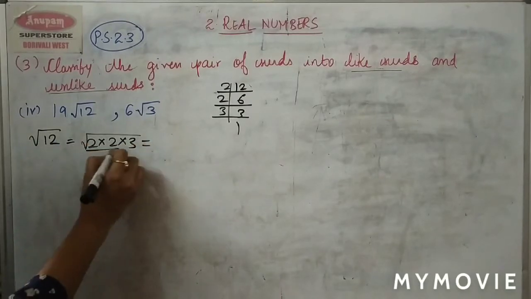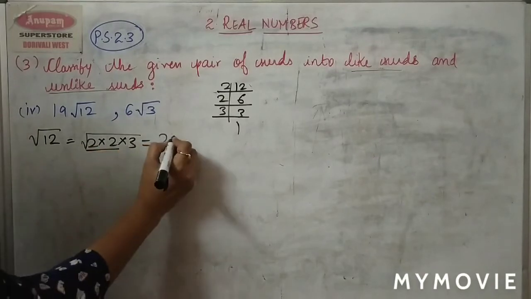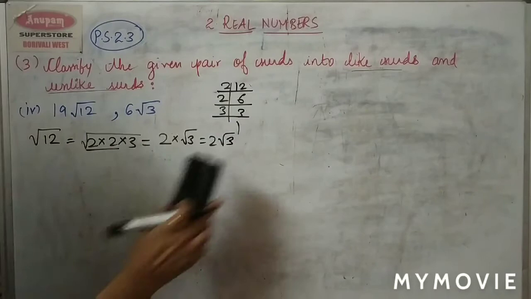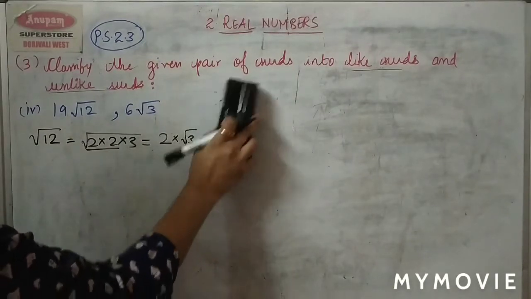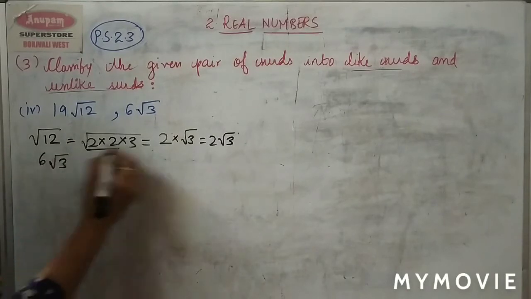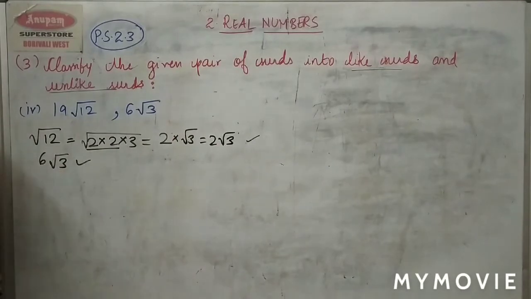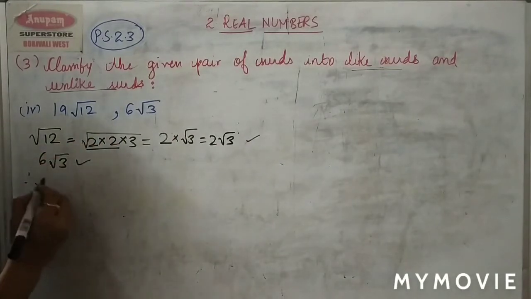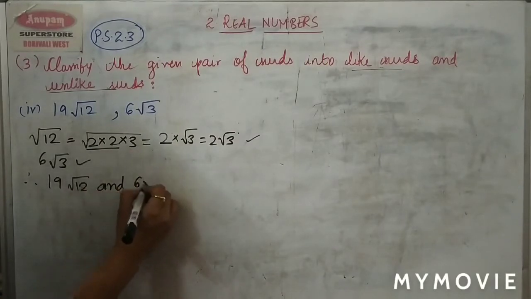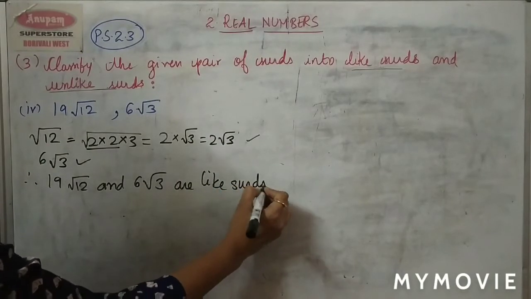Since this is a square root, I'll make a pair of 2. In the next step, we have only single 2. And 3 is not having a pair, so this becomes root 3, which is 2 root 3. The next number that they have given us is 6 root 3. If you look at both these numbers, children, the number inside the root sign is same and also the order is same. And therefore, we'll say 19 root 12 and 6 root 3 are like surds.